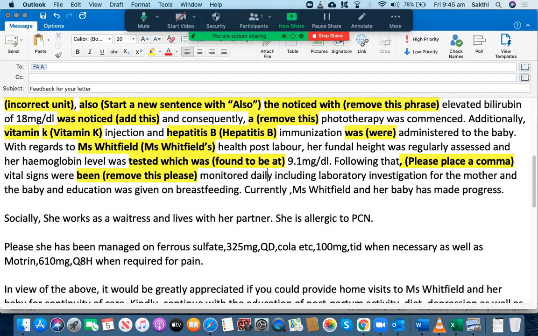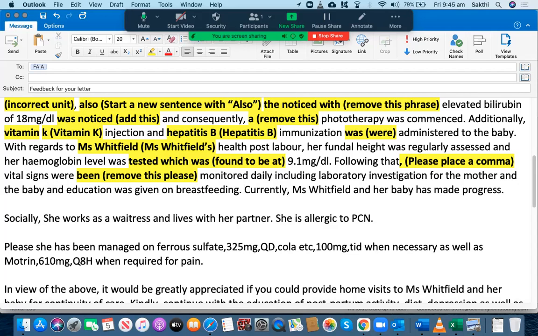Daily, including laboratory investigation for the mother and the baby, and the education was given on breastfeeding. Well, you could have written down this phrase in the next sentence, but it's okay. It's not that bad. The reason is that we have included and already here and then here as well. So try to avoid using and in one sentence itself, because it makes it hard for the reader to understand the information.